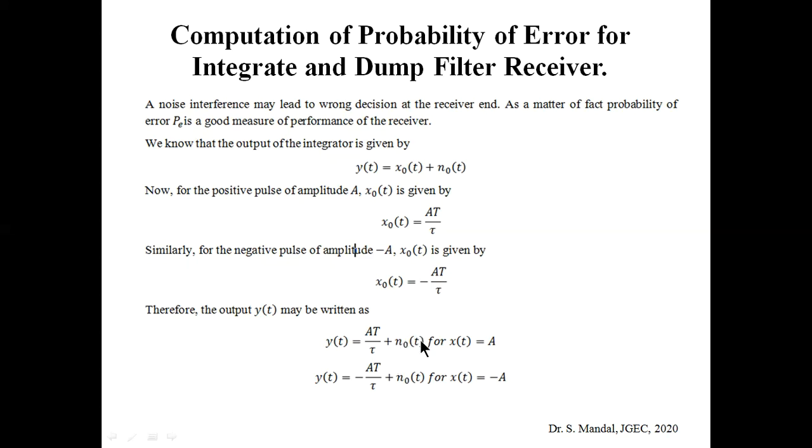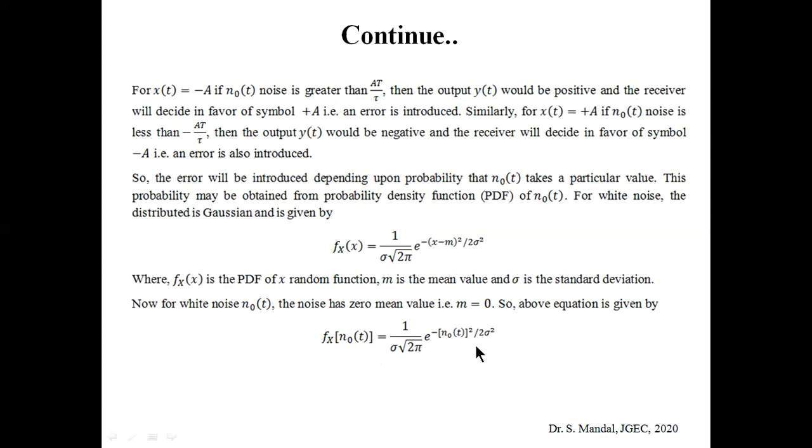So if the value of n0(t) is less than minus AT by tau, then what will happen? The polarity of the output signal y(t) becomes negative, and in that case, at the receiver end, we shall assume that the incoming signal is negative. So there will again be an error.